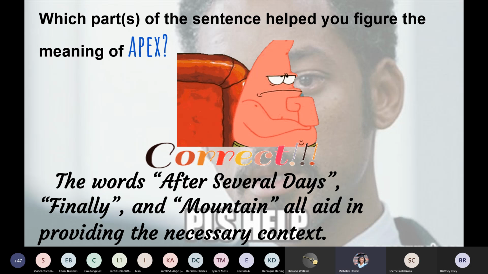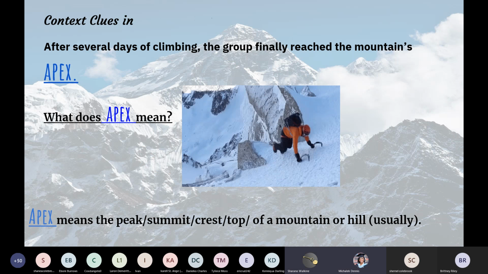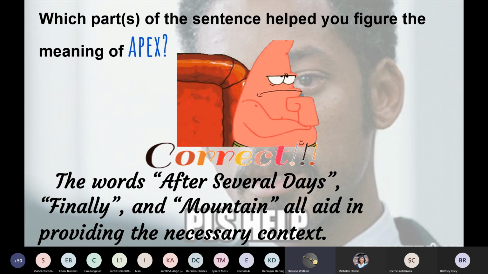All right. Now, which parts of the sentence help you to figure out the meaning of apex? I think I gave it away. Which words in the sentence indicated what the meaning of the word apex was? Anyone? After several days of climbing, they finally... all right, finally. Good job. Anyone else? Miss Toot, you see anything else? Someone said mountain. And I guess that's true, because mountain gives you a lot of context.